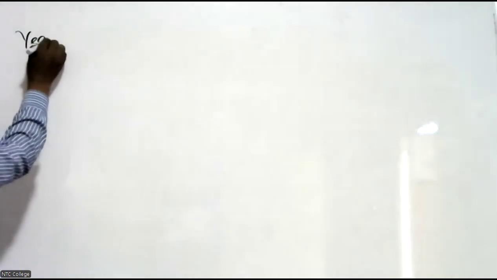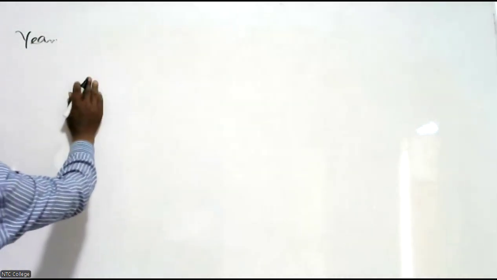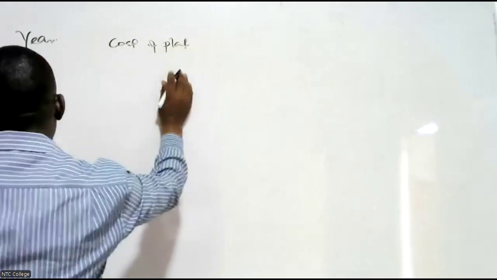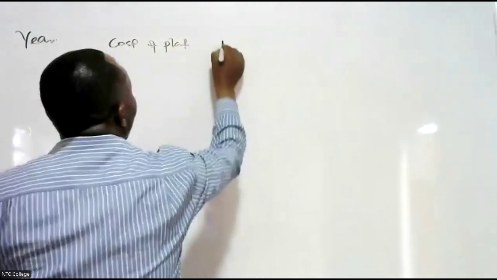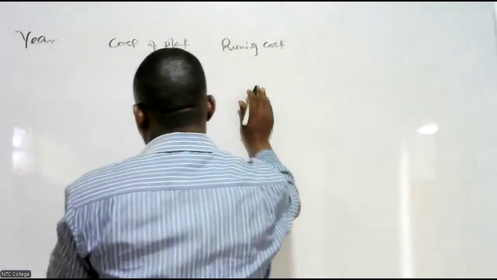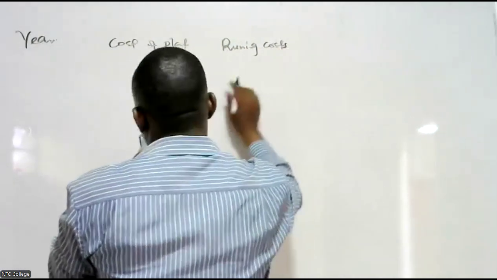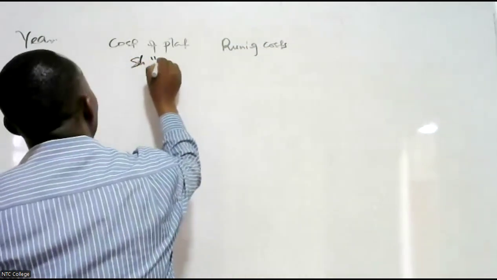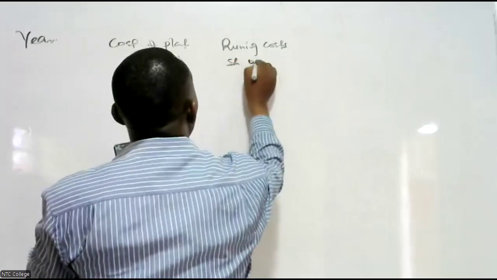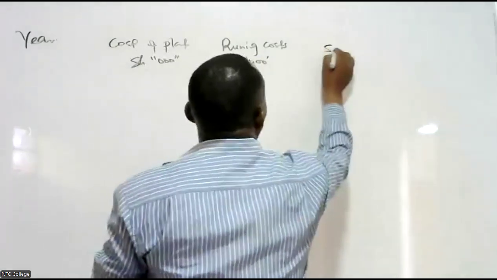Then we have year. We have cost of plant. We have running cost. We have savings.